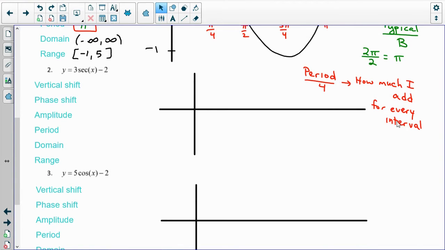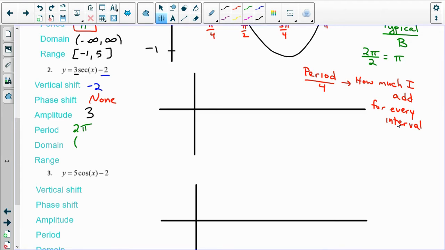Y equals 3 secant x minus 2. So right now we're going to go a little bit faster. The vertical shift is -2. The amplitude is 3. There is no phase shift. Again, the period of a typical secant graph is 2 pi, and we do not have any reason to change this period because there's no b value in this problem. So the period is 2 pi.